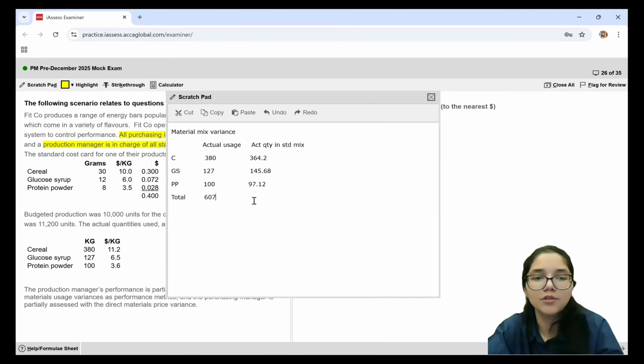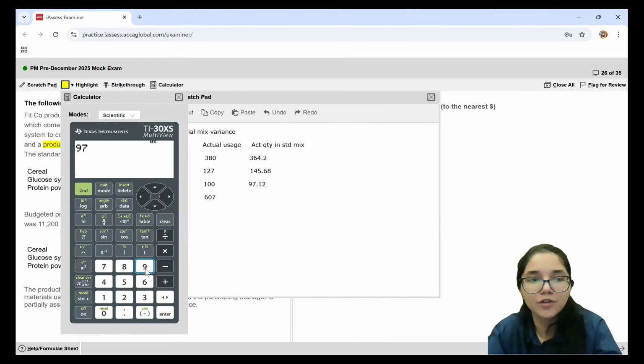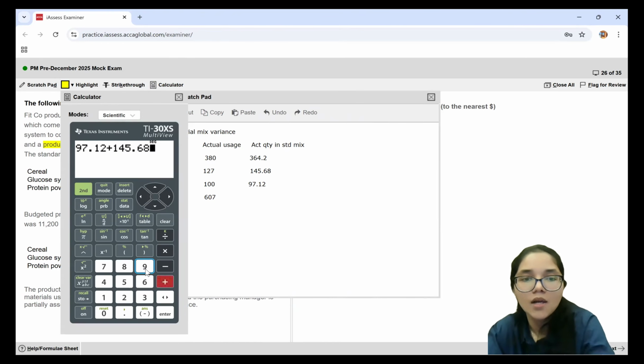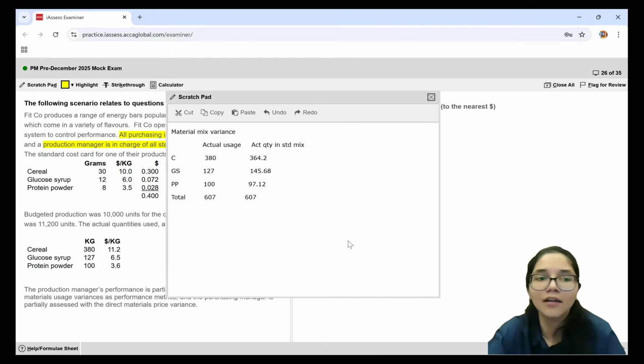So now I can also do a quick check to find out whether I have distributed these 607 kgs carefully or not. Just to double check my workings, 97.12 plus 145.68 plus 364.2. Be very careful over here, because even if you type one number incorrectly, the whole calculation goes away when you go for backspace. So this gives you 607. That means I've correctly distributed this as per the actual quantity in the standard mix.